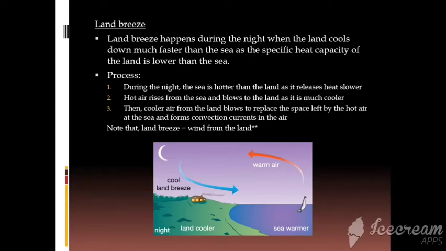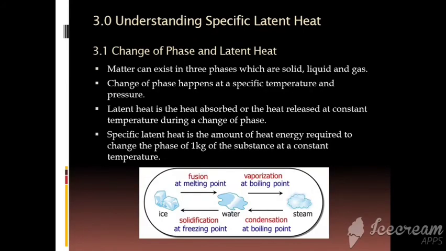Hot air rises from the sea and the cooler air from the land blows to replace the space left by the hot air at the sea, and forms a convection current in the air. Note that land breeze is wind that blows from the land to the sea. Now I'd like to move on to understanding specific latent heat.